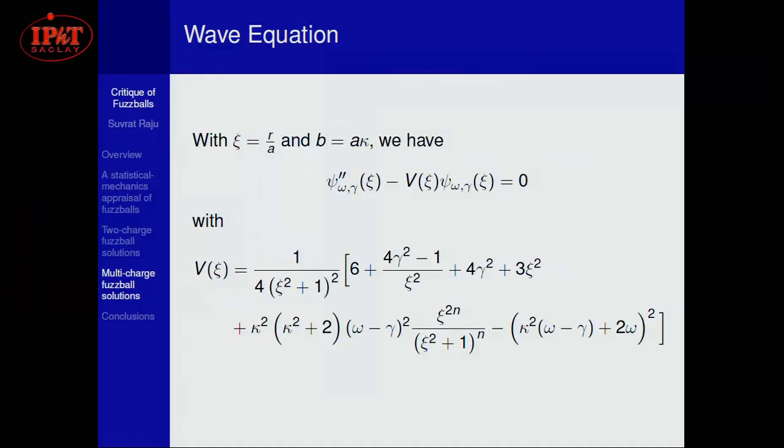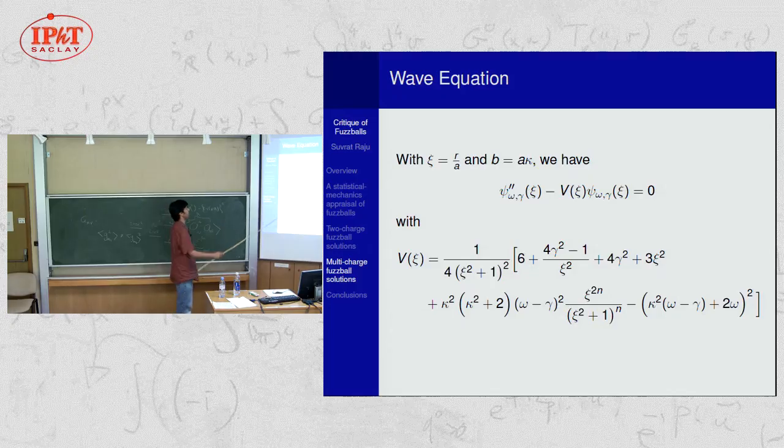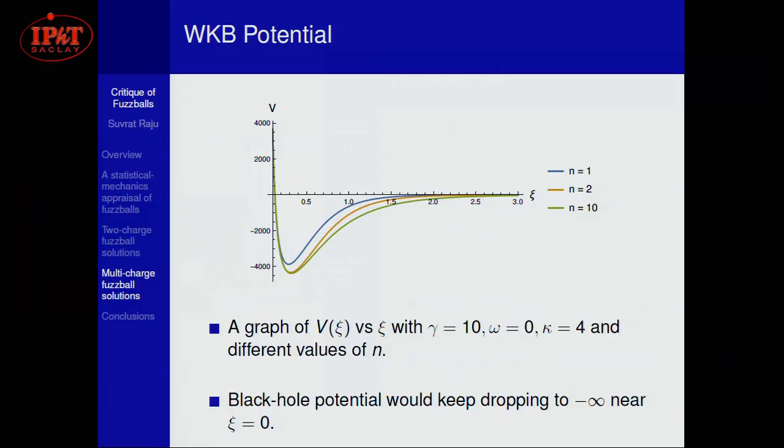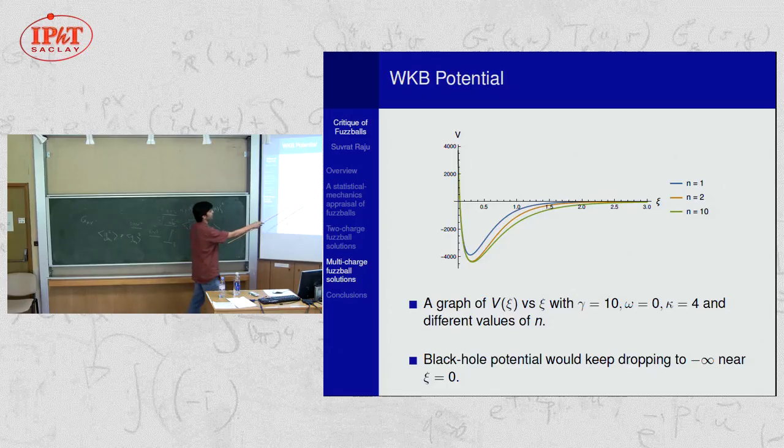In this radial part, you can convert the radial wave equation into some WKB form. It's convenient, as I said, to write b as a kappa, where kappa is the parameter b over a, and convenient to change variables to psi, which is r over a, so rescale all units in terms of a. You get some potential. Let me just plot the potential for you. This is the graph of the potential versus the radial coordinate, for different values of n.